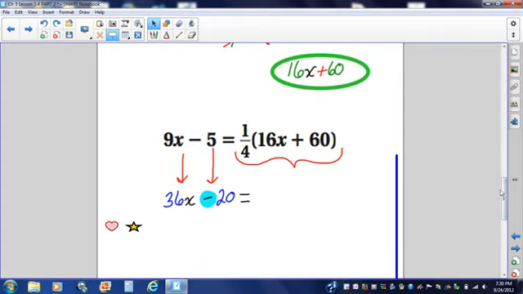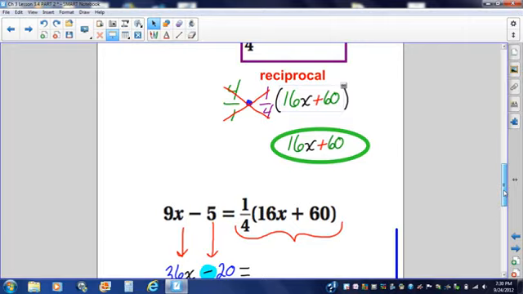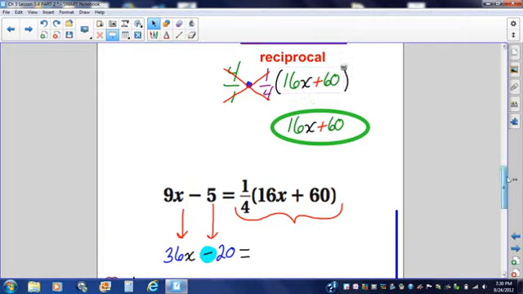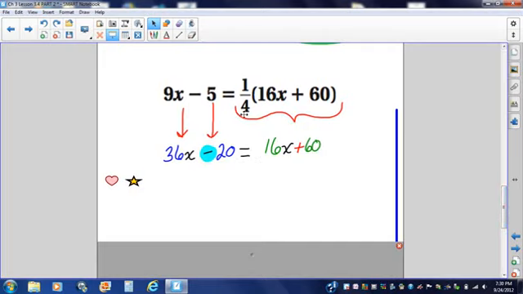There's my equal sign. Remember up here when I multiplied by the reciprocal, they cancel each other and I was left with 16x plus 60. So that was my answer. Let's clone it. There we go. All this right here is going to change to 16x plus 60.